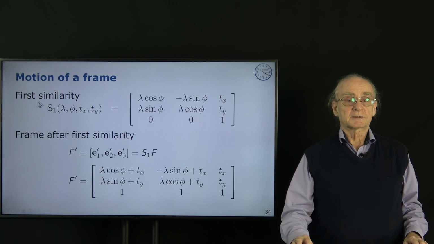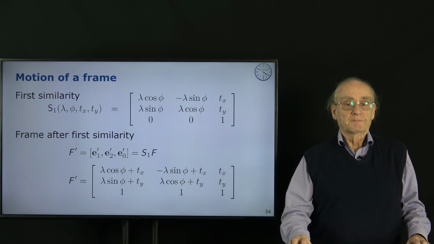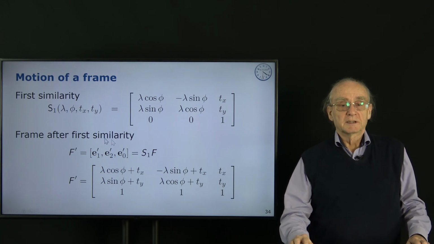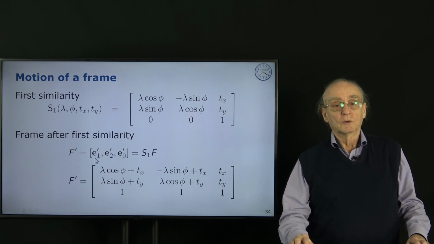So we start with the first similarity, which depends on lambda, the scale, the angle phi, and the translation tx, ty. So this is this matrix, which represents this similarity. After the first similarity, we get the new frame F prime with 3 new vectors, E1, E2 and E0 prime, which is nothing else than the multiplication of S1 with F. That means S1 is multiplied with E1, S1 is multiplied with E2, and S1 is multiplied with E0.